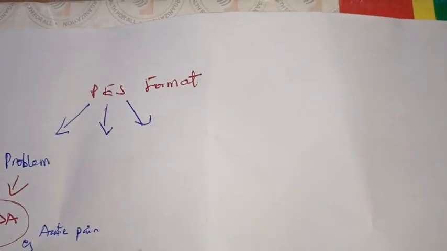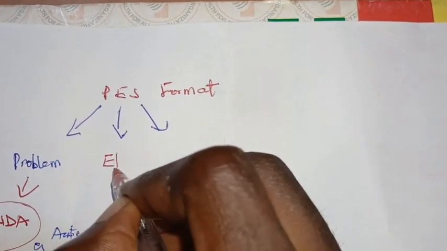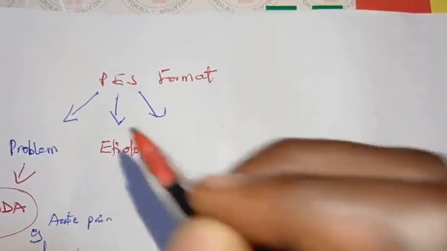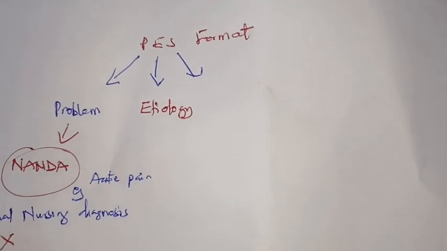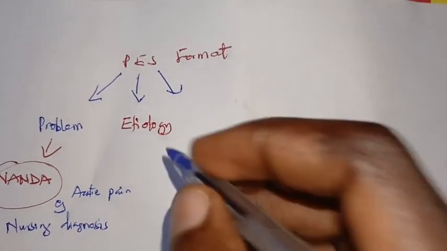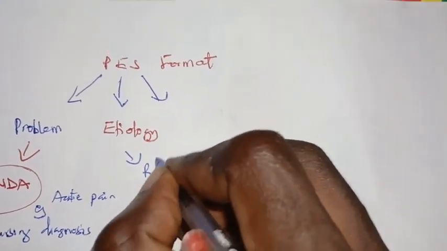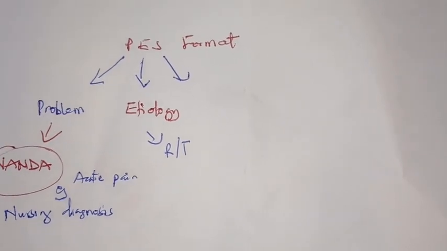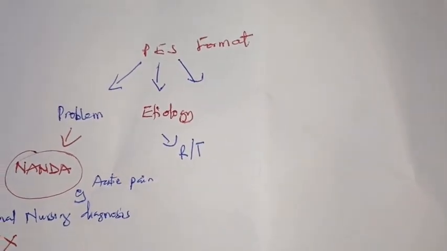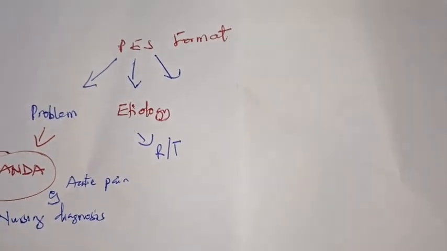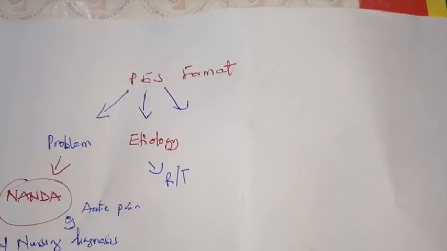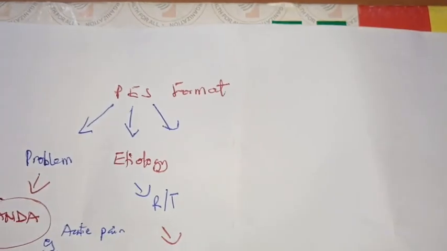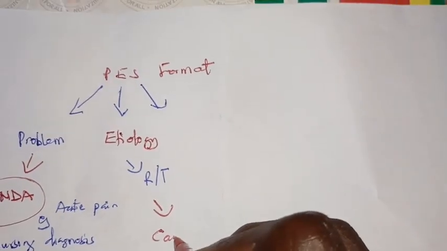Okay, so the E is the etiology. And I think we all know etiology. So the cause. Here, that's where we write R/T, related to. I think the picture is now becoming clearer. So you state the problem, acute pain related to. Here we are saying the etiology is the cause.